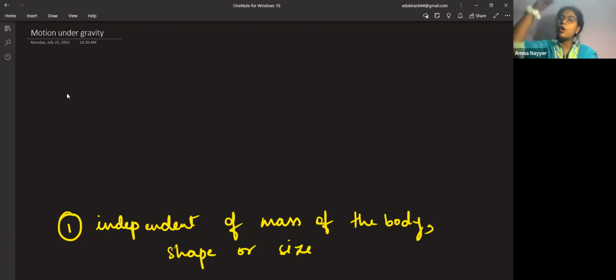But suppose a ball is falling, I have dropped a ball, suppose I have dropped this pen. So what has happened? No other force was assisting. When this pen was dropped, no other force was assisting. It was due to the presence of gravity only.